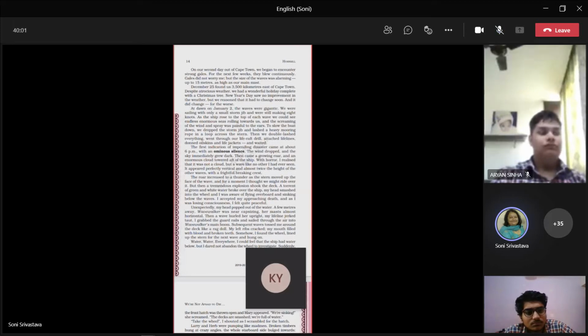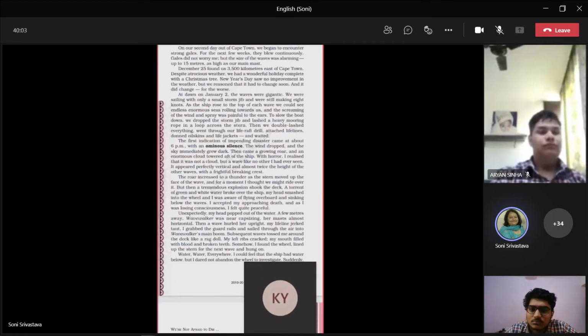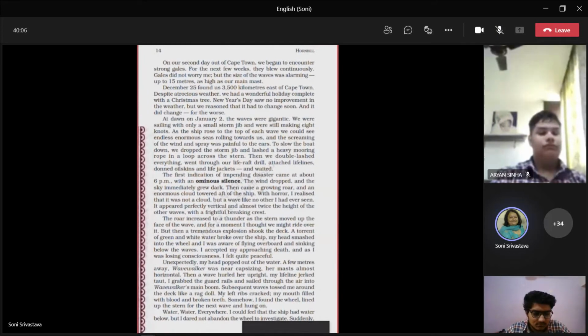As the ship rose to the top of each wave, we could see endless, enormous seas rolling towards us, and the screaming of the wind and spray was painful to the ears. To slow the boat down, we dropped the storm jib and lashed a heavy mooring rope in a loop across the stern. Now again the stern, the rear end of the ship, the opposite side, is called the stern.